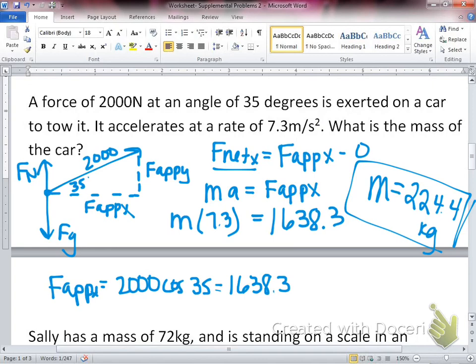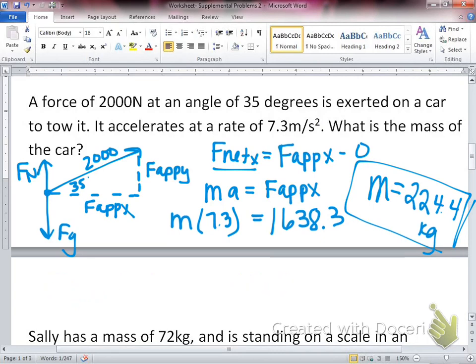I want to take this one step further, and I want you to solve now for the normal force. So we've got our mass. Now we're going to be able to solve for the normal force, so I want you to go ahead and do that. Take it one step further and solve for the normal force. Go ahead and try and do it on your own. I'm going to work it on the board if you get stuck, but go ahead and try and do it on your own if you can.